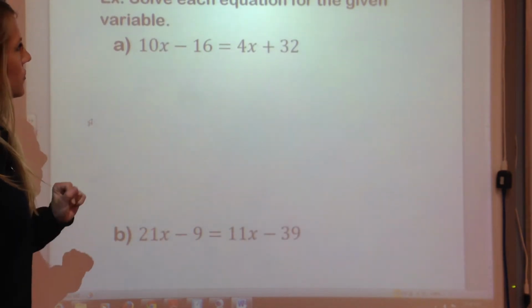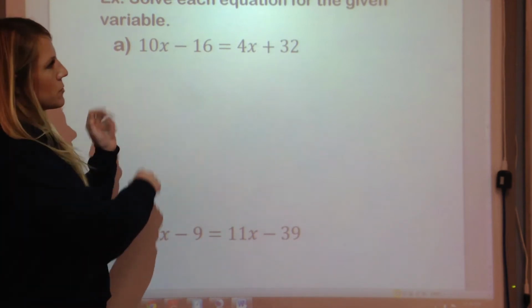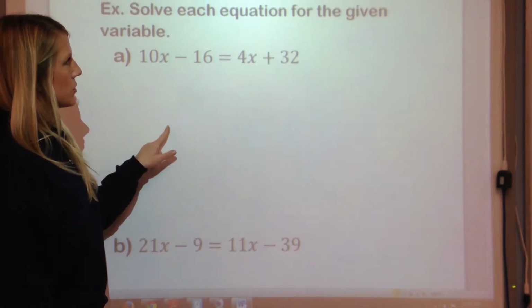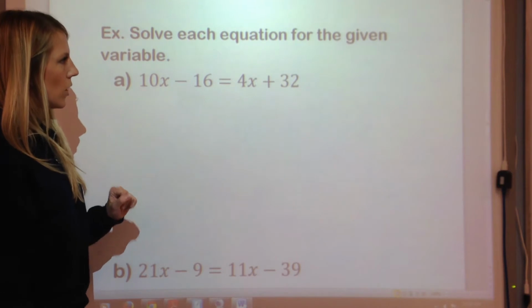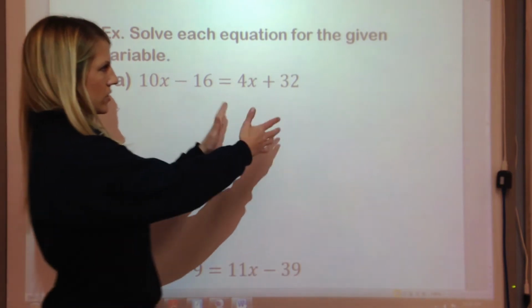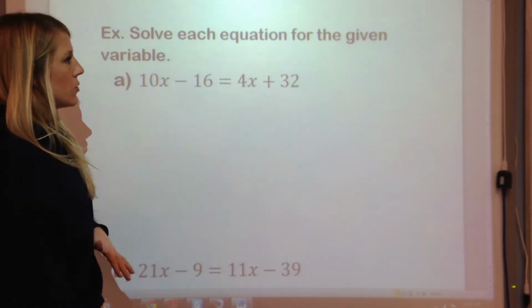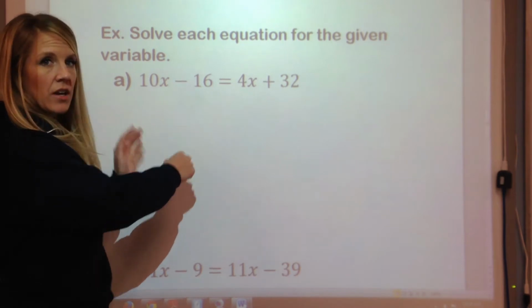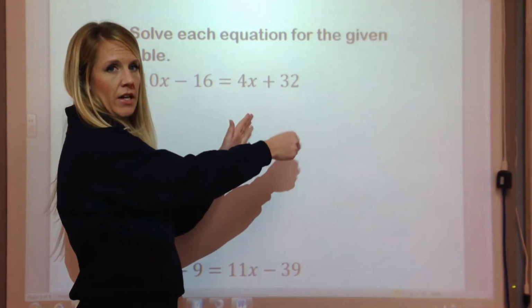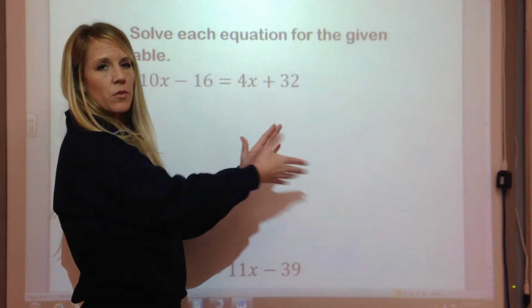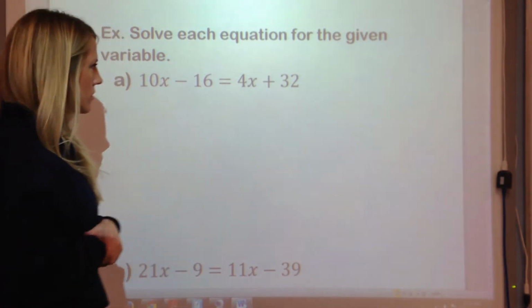So we're going to solve each equation for the given variable. We have 10x minus 16 equals 4x plus 32. Well, I have an x on this side and an x on this side. I still want to look at the left side, can I simplify anything? And the right side, can I simplify anything? You always want to simplify the left and simplify the right side first before we start moving things around.